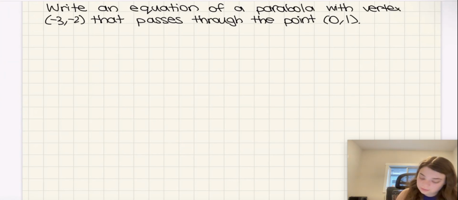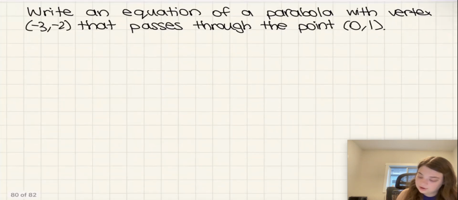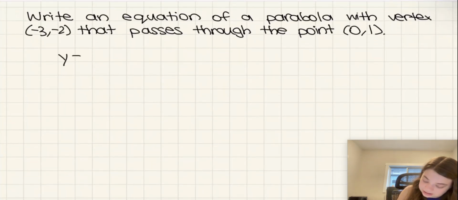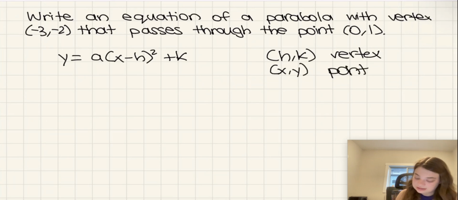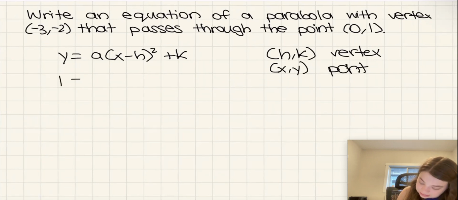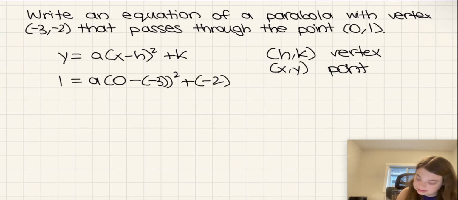So same thing as before, we know that in general, the equation of a parabola in vertex form is y = a(x - h)² + k, where (h, k) is the vertex and (x, y) is a point. And so then we have, let's put y as 1, x is 0, h is going to be -3, and k is -2. And now we need to solve for a.